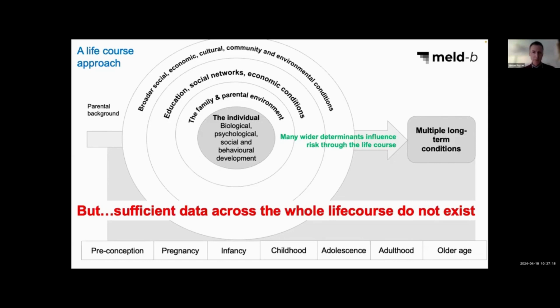And we're focusing in this project very much on early life determinants and early life risk factors, and I'm going to let Nisreen explain a bit more about that later. But we're looking at the period from preconception through to adolescence and about age 18.